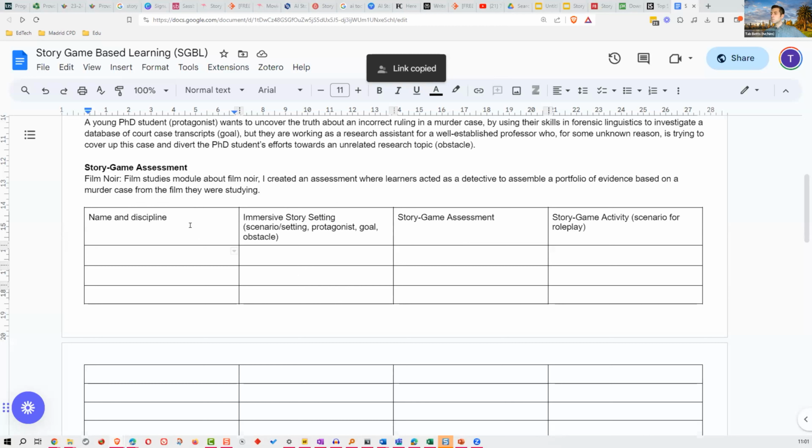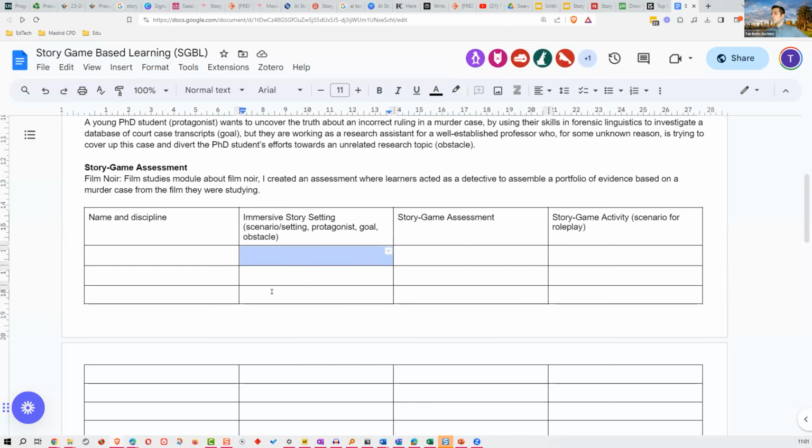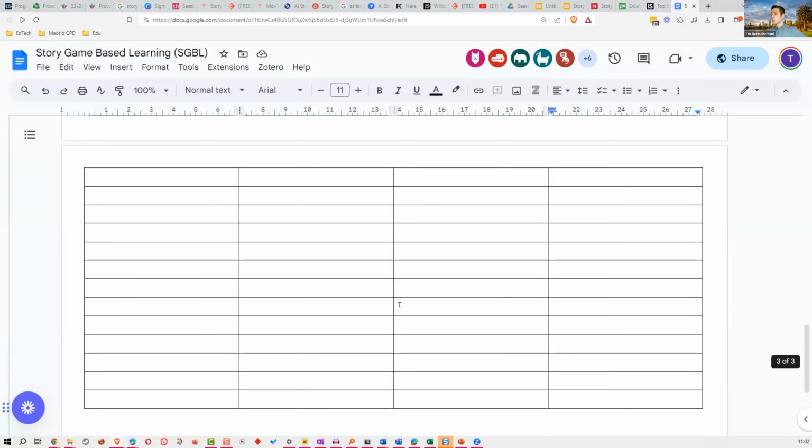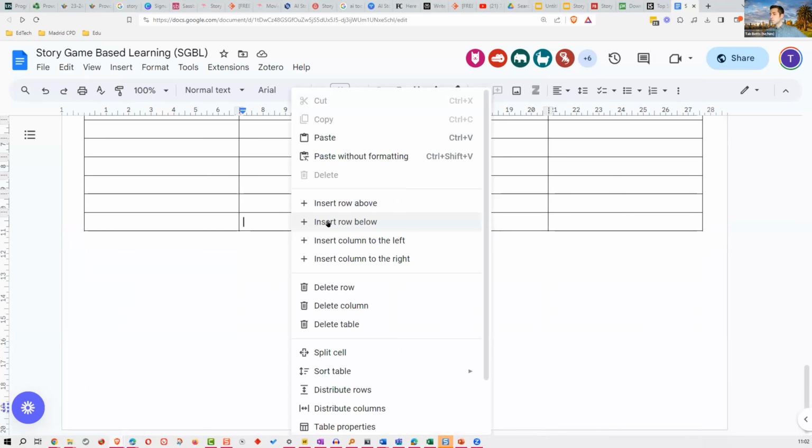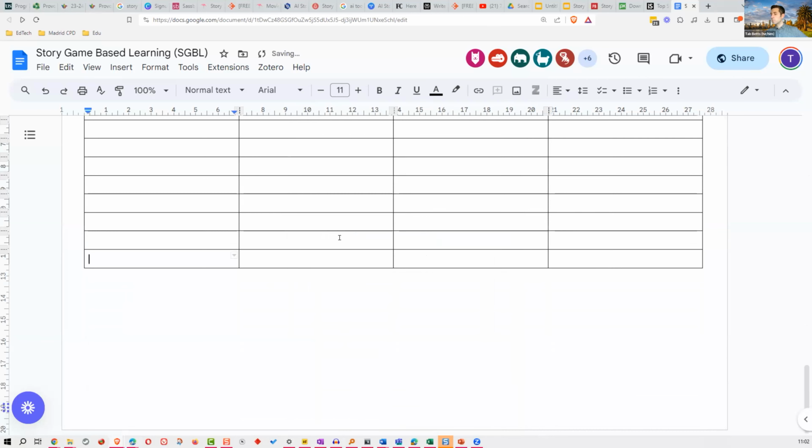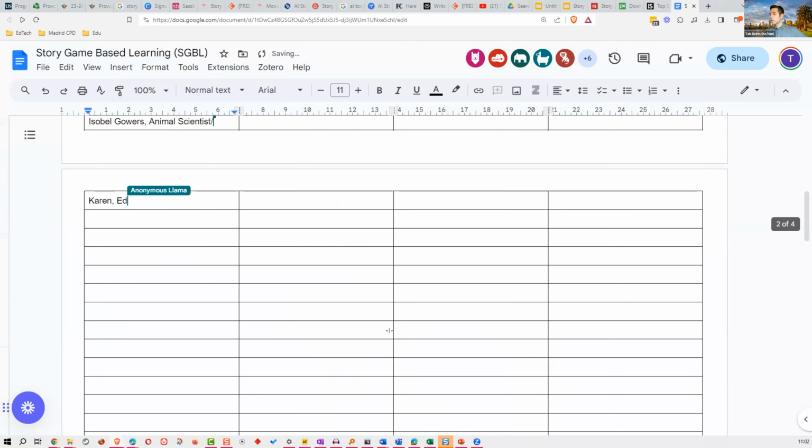And what we're going to do is try to fill out this table, and you can put your name and your discipline in here, and then you can spend a moment to think about an immersive story setting that you could use. Maybe if you have any ideas for an assessment, you can put that in there. And then if you have an idea for a scenario-based role-play activity you could get learners to do, you could add that in the final column. I'm just going to add a few more rows in the table, just in case we have too many people for the number of rows. But feel free to find your own empty row in the table, and you can make a start.